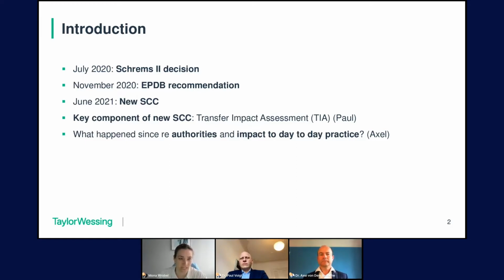Since July 2020, a lot has happened. Like I said before, it was a big excitement when the judgment came out. A lot of people thought they had to immediately stop any kind of data transfers to the US or to other third countries. Within the last 2 years, authorities next to the European Data Protection Board have provided various recommendations and requirements on what to do with any kind of third country transfer. And also we and Paul and Axel have experienced what it means in practice to undergo this data mapping and transfer tests and impact assessment.